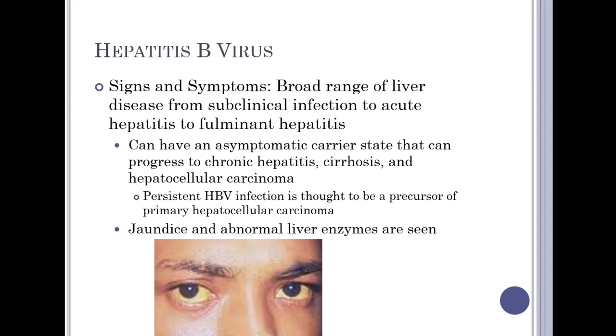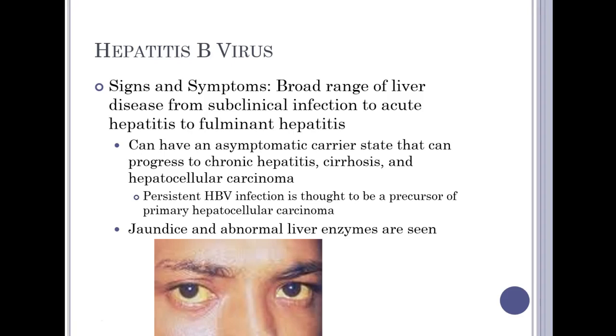Some of the signs, we see a broad range of liver disease. It can be a subclinical infection, and it can be acute or fulminant hepatitis. You can also be an asymptomatic carrier, and it can become chronic hepatitis, cirrhosis, or liver cancer even later in life. A persistent hepatitis B infection is thought to be the precursor of a primary hepatocellular carcinoma. So again, this can lead to cancer down the road.